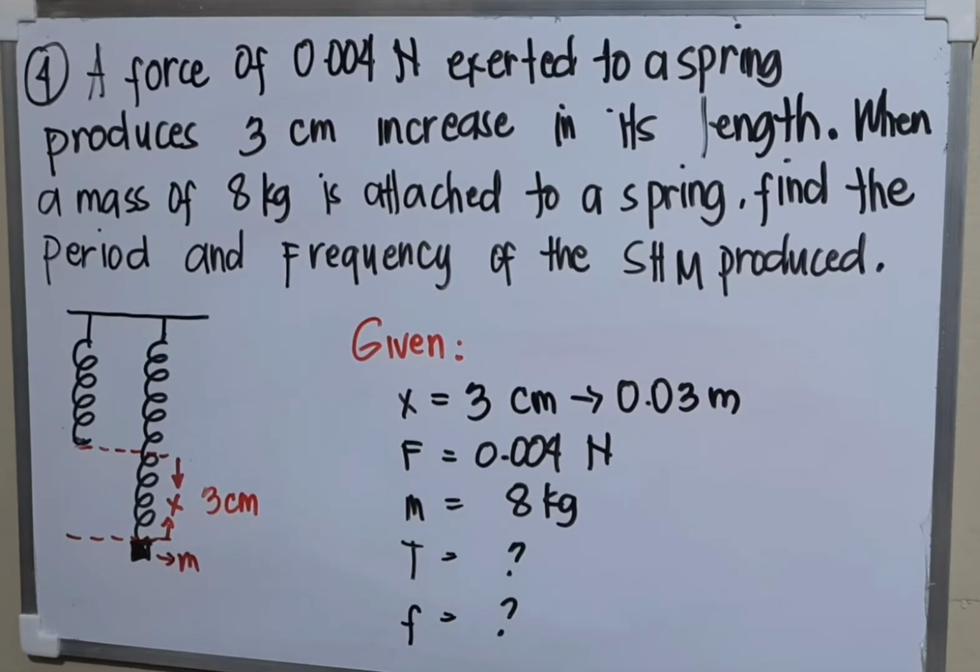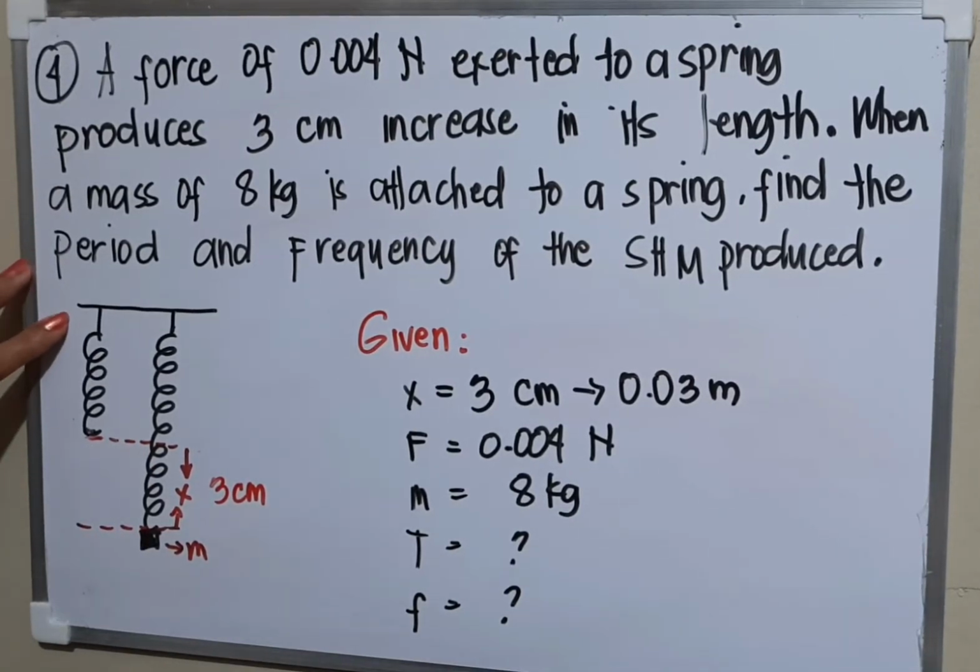For problem number 4, a force of 0.004 Newton exerted on a spring produces a 3 centimeter increase in its length. When a mass of 8 kg is attached to the spring, find the period and frequency of the simple harmonic motion produced. To understand better, here is an illustration provided.